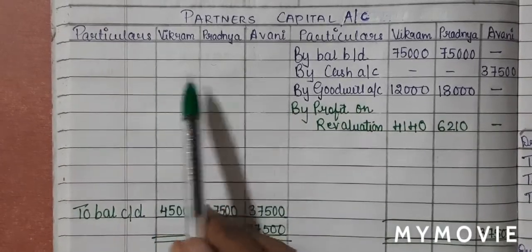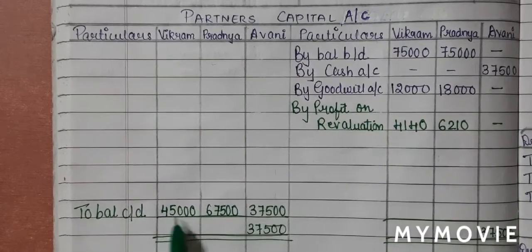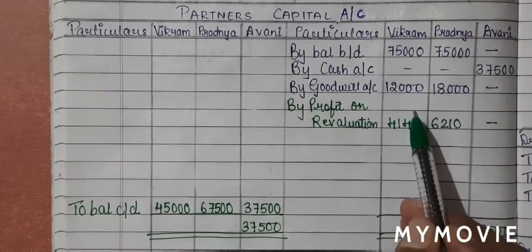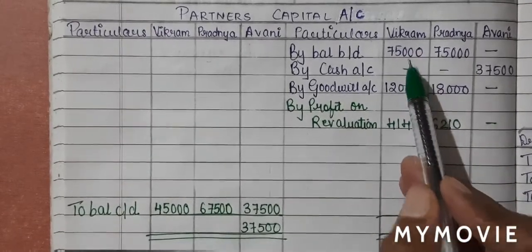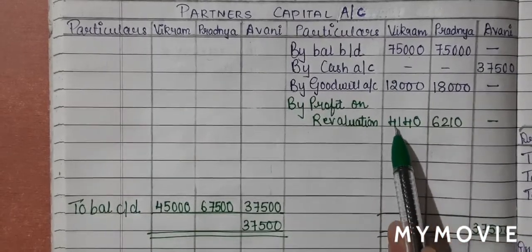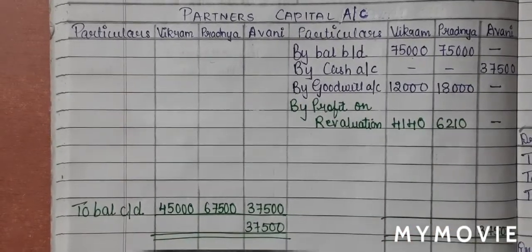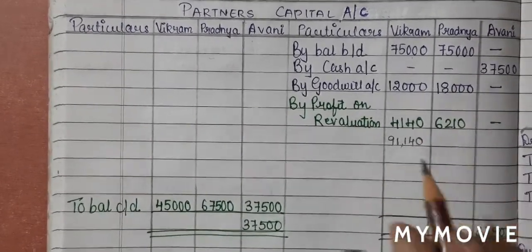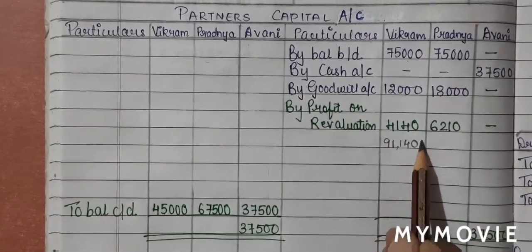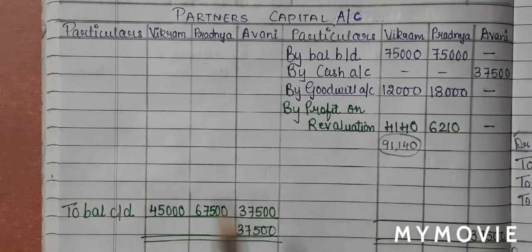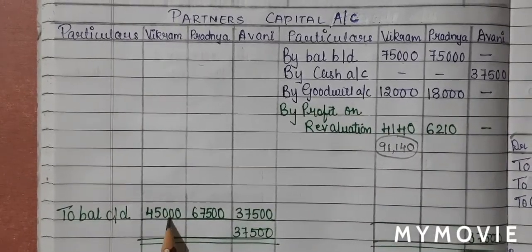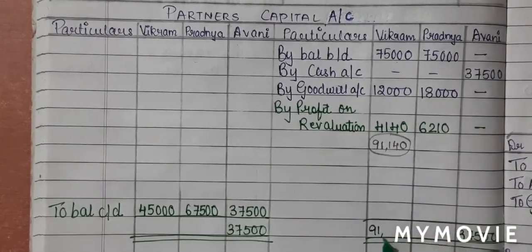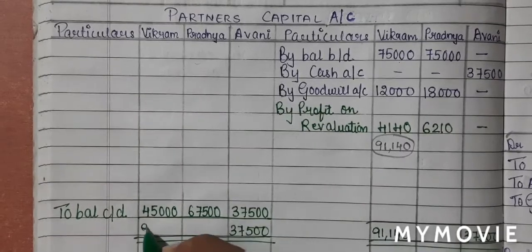Now on the debit side we don't have any total. The total over here is 45,000 and 67,500. So let's find out the total on the credit side. For Vikram it is 75,000 plus 12,000 plus 4,140. So I get a total of 91,140. Now let's compare. The credit total is 91,140 and the debit total is 45,000. My bigger total to be written on both the side. So I'll write 91,140 on both the side.